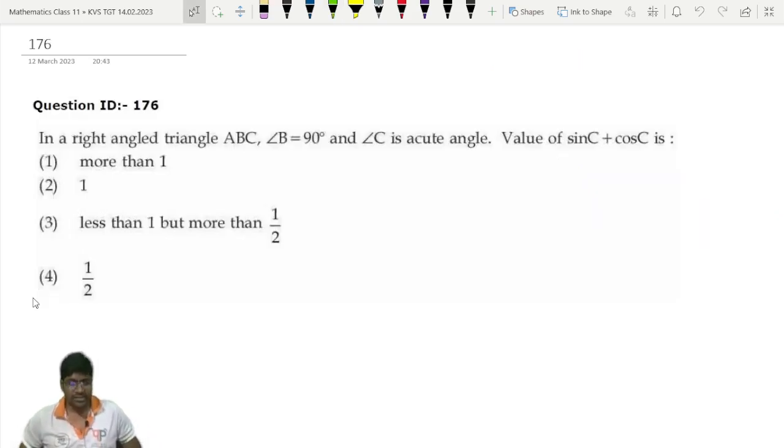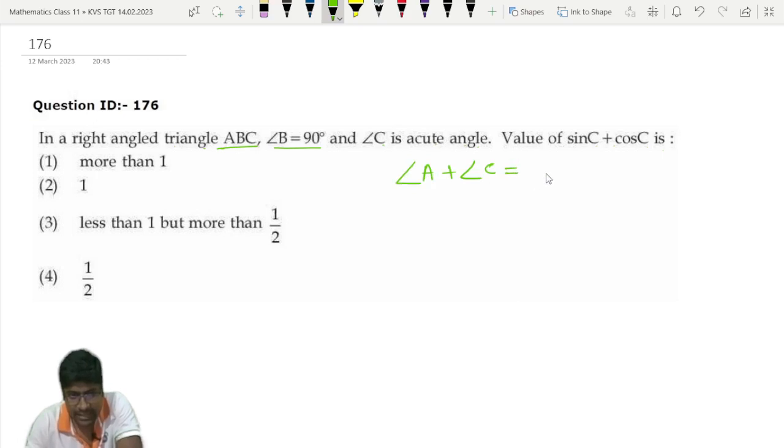Now question number 176. So here they are telling that ABC is a right angled triangle, where angle B is equal to 90 degree and angle C is acute angle. Then find the value of sin C plus cos C. Angle B is equal to 90 degree, then angle A plus angle C will be equal to 90 degree, because angle B is 90 degree. So we have to find the value of sin C plus cos C.